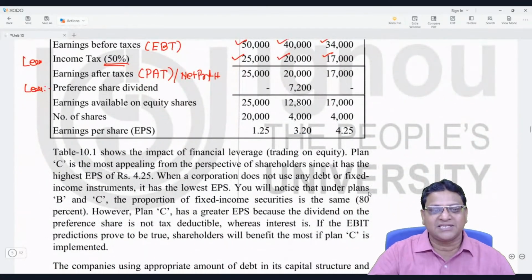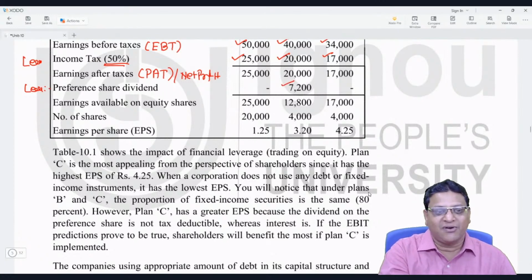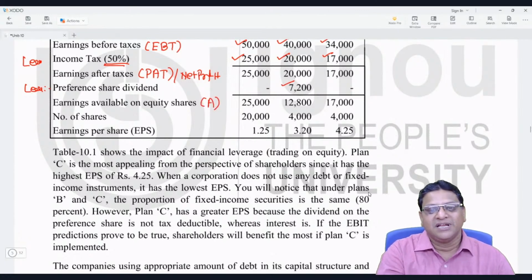So please look at this. When PAT is given, out of PAT we deduct preference dividend. In second case, preference dividend comes 7,200. And what is the earning? The earning which is available, that is known as earning available for equity shareholders. In first plan, it is 25,000. Second plan, 12,800. Third plan, 17,000.